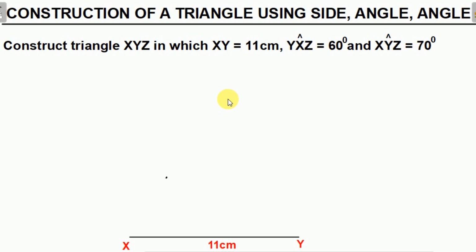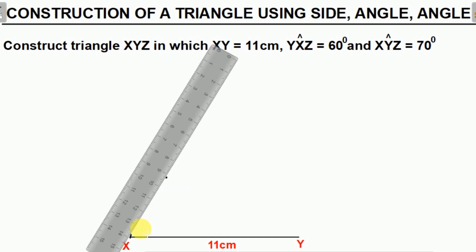So what we're going to do, we're going to draw a line that will start from point X, then it has to pass through this point. So we're going to put our ruler there. So we're going to start at point X, then it has to pass through the dot which shows 60 degrees.